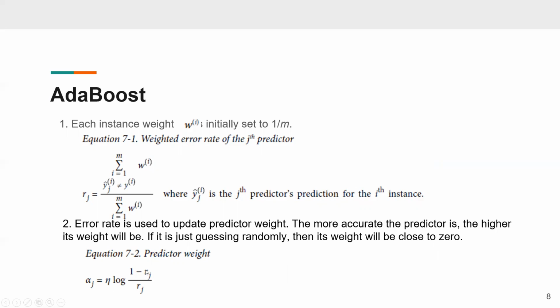It is 1 minus rj divided by rj, then the logarithm, times this eta. Eta itself is called the learning rate. So alpha j is the predictor weight. So now we have the learning rate, we have the predictor weight, and we also have the weighted error rate.